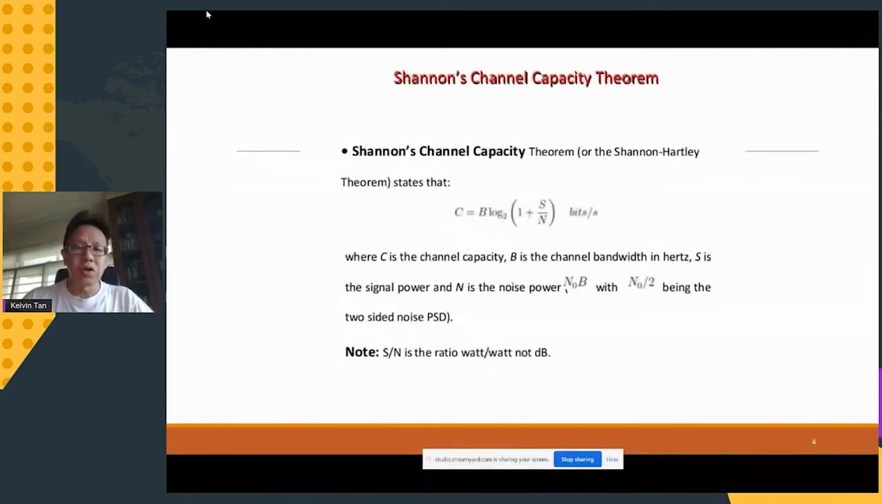So a bit more about Dr. Shannon. Dr. Shannon is very famous for coming up with Shannon's channel capacity theorem. With this theorem, he was able to calculate the capacity of any given channel, be it wired or wireless. With that, scientists and engineers are able to calculate the channel capacity based on bandwidth. And it's also found that the capacity is related to the signal-to-noise ratio. Signal-to-noise is an important factor when determining the capacity of a channel.